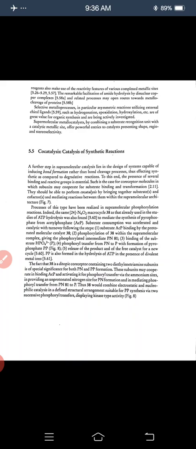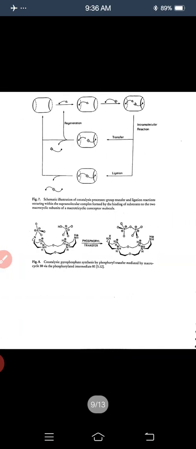PP is also formed by hydrolysis of ATP in the presence of a divalent metal. Here is the explanation with the diagram. We can say that this is regeneration, transfer, intermolecular reaction, and ligation. Figures 7 and 8 we discuss.